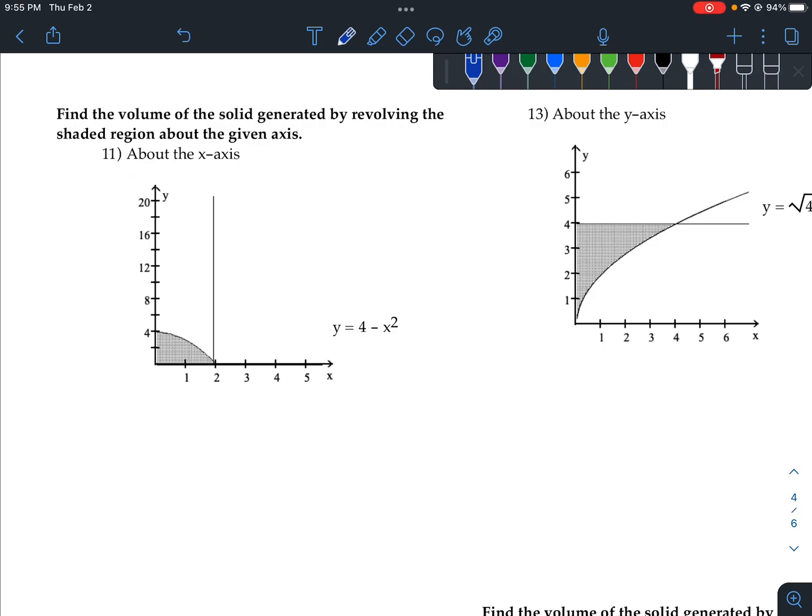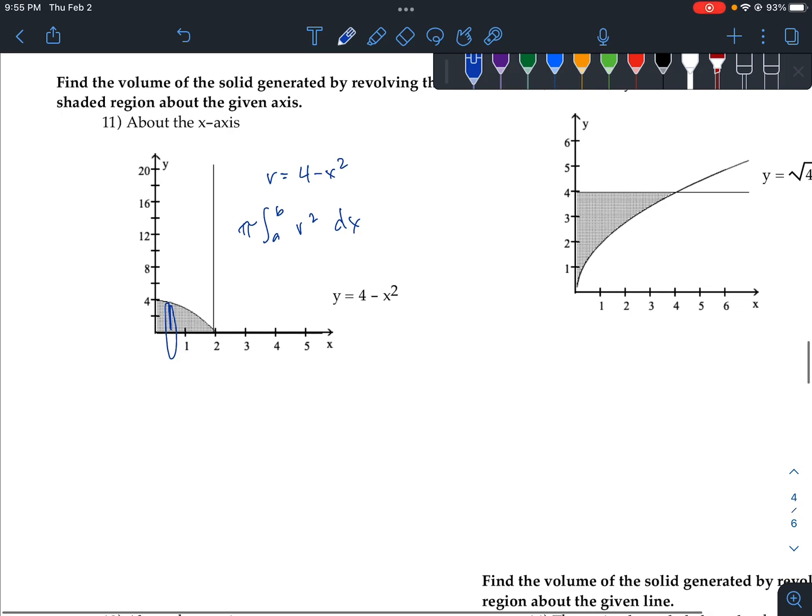So about the x-axis. This solid's going to revolve this way, and so the solid that it generates will look like that. So it's going to make circular cross sections, and the cross section will look like that. If that cross section looks like that, that's going to be the radius. So the radius will be equal to 4 minus x squared. And remember that the formula is pi integral from a to b of r squared dx.